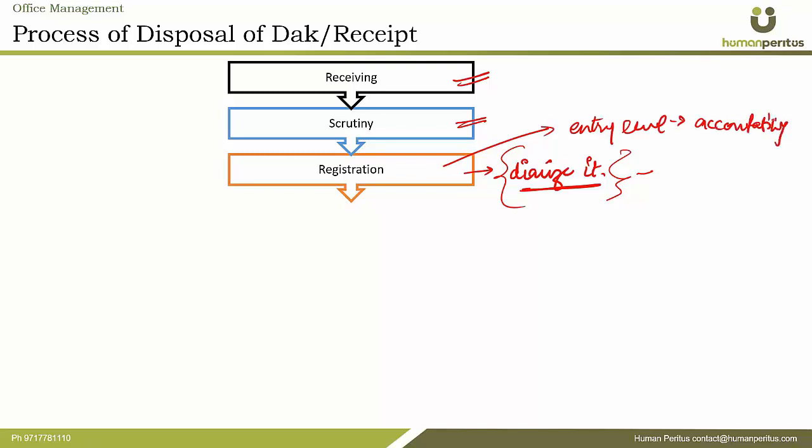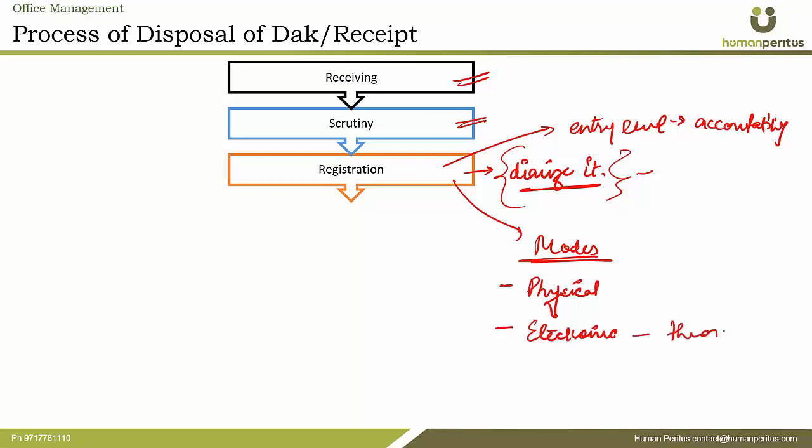Now there are certain modes of registration also. Modes of registration may be of three kinds. The first is physical mode, like registration of the dak being done physically, by hand, writing in the register. It can be in electronic form, which is through e-file. Then comes the transition mode. It can be from any of the three kinds.